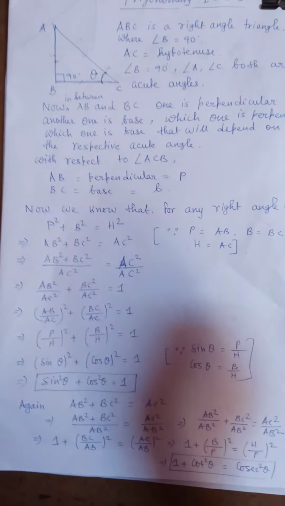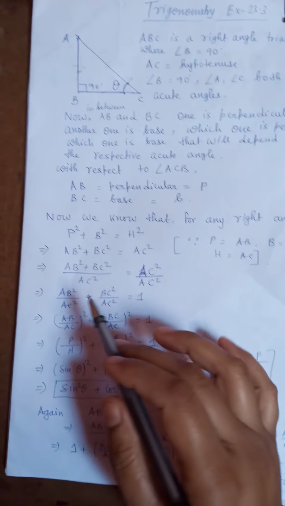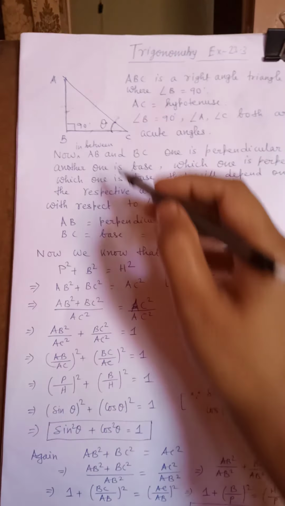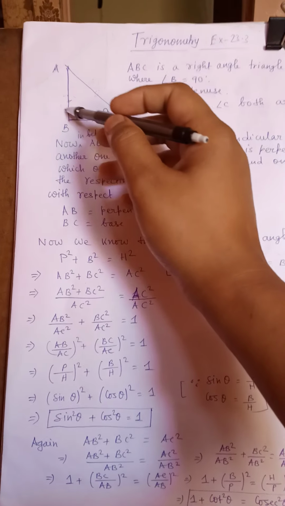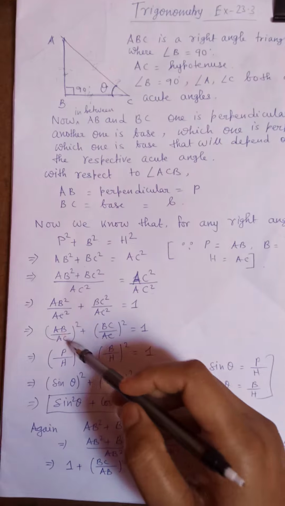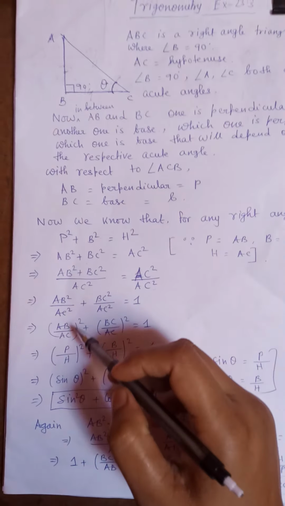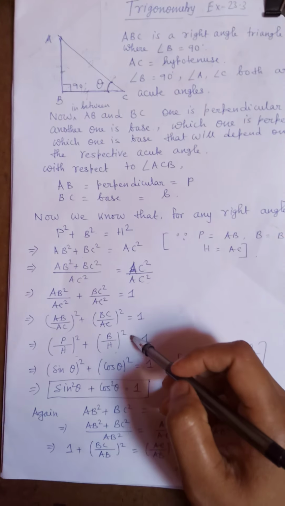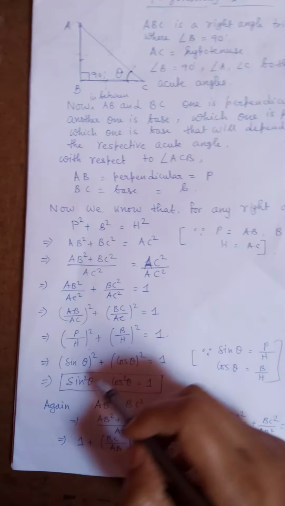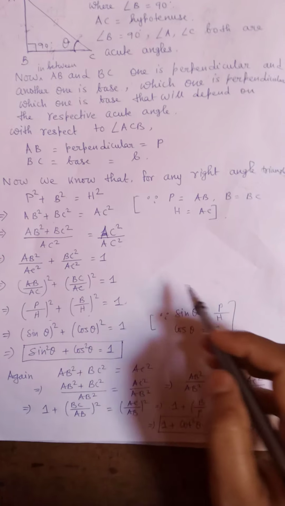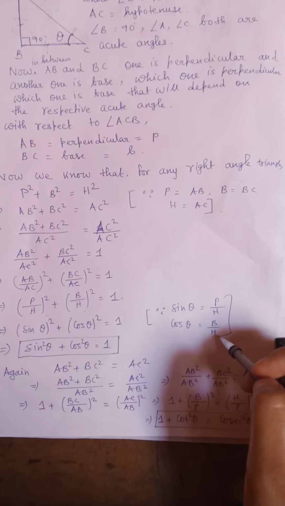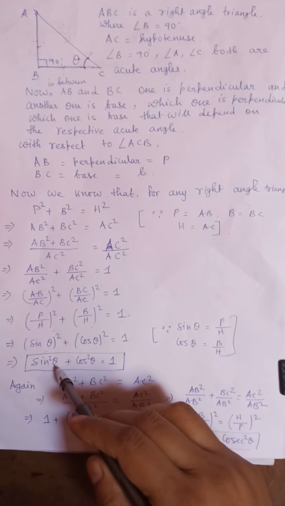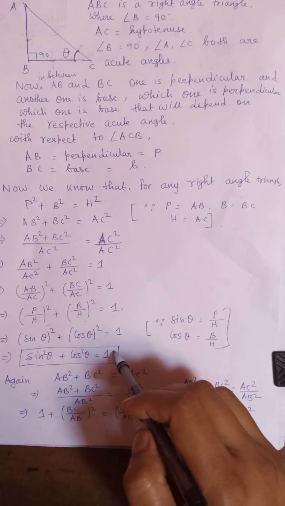So AB by AC whole square plus BC by AC whole square equals 1. Now with respect to angle theta, AB is the perpendicular, BC is the base and AC is the hypotenuse. So it is P by H whole square plus B by H whole square equals 1. According to the trigonometric ratio, we know that sin theta is P by H, cos theta is B by H, so it is sin theta whole square plus cos theta whole square equals 1. The sin square theta plus cos square theta equals 1.